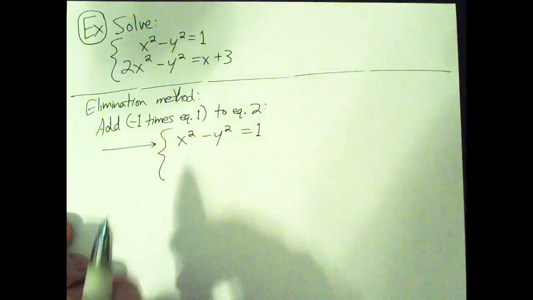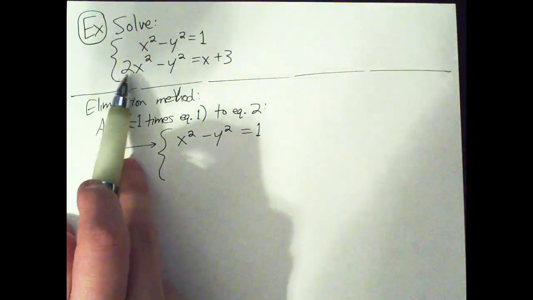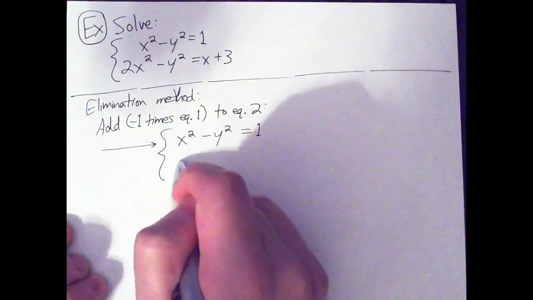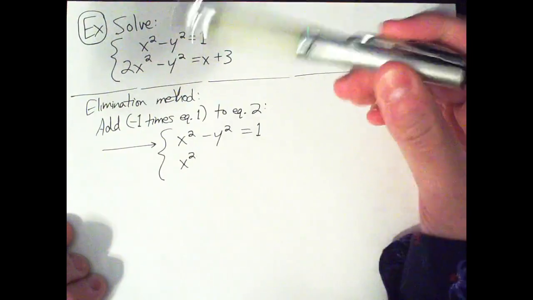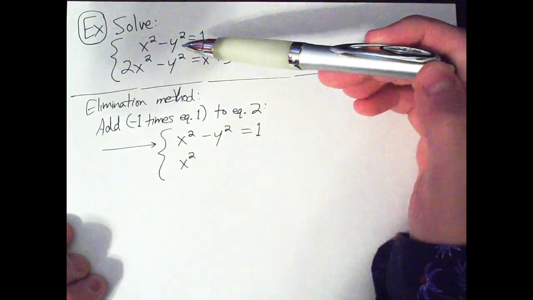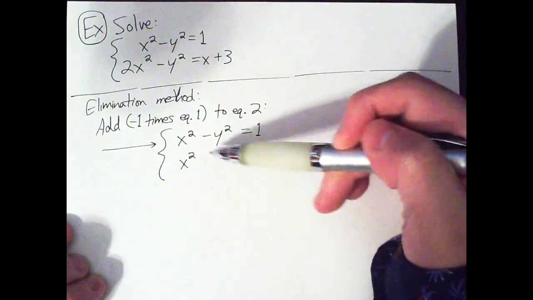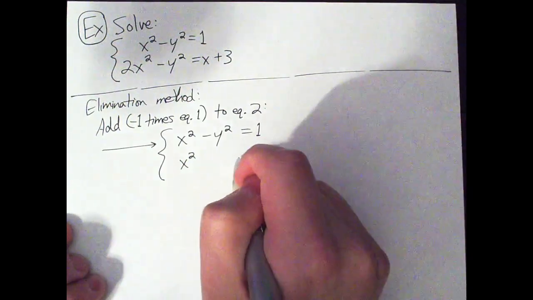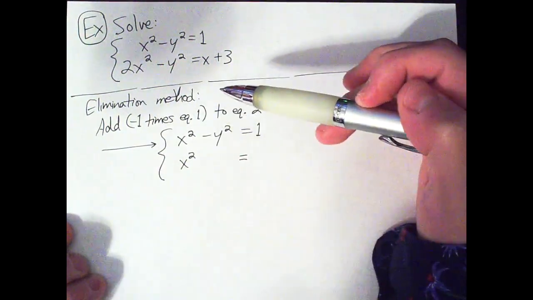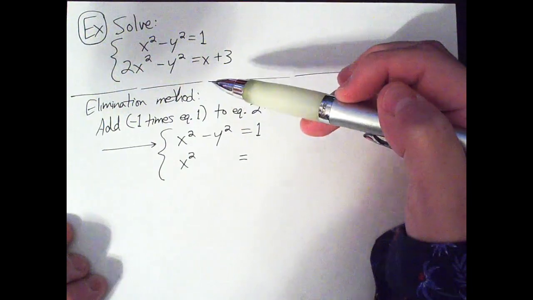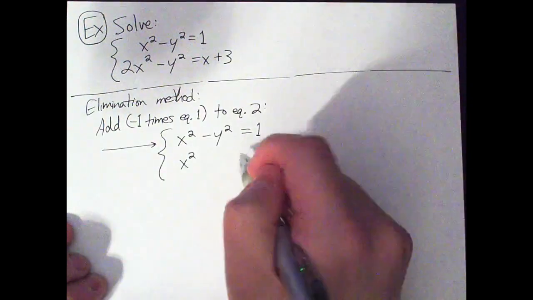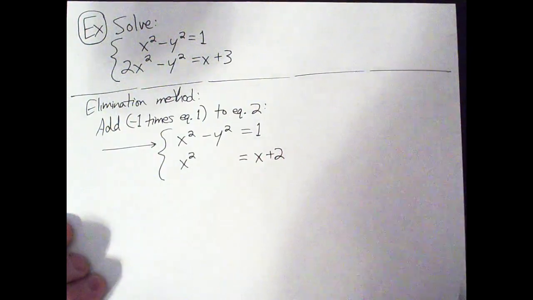Equation 2, the left-hand side, let's see, 2x squared got minus x squared added to it to give me just x squared. And the minus y squared got a plus y squared added to it to just give me a 0 here. So then I have my equal sign. And on the right-hand side, the x plus 3 got, what did it get added to it? Negative 1 gets added to it. So instead of x plus 3, it's x plus 2.